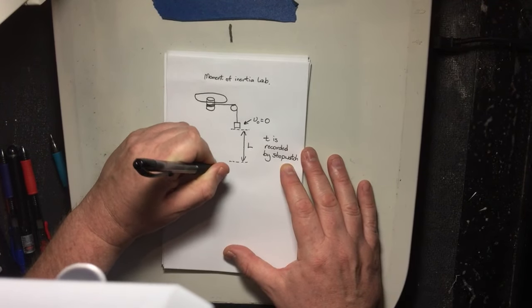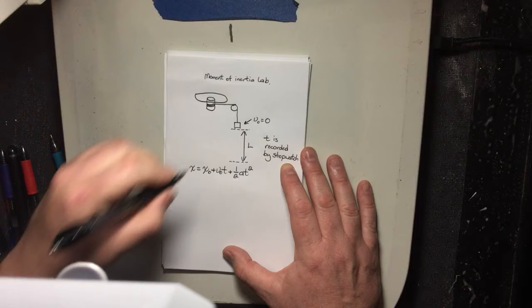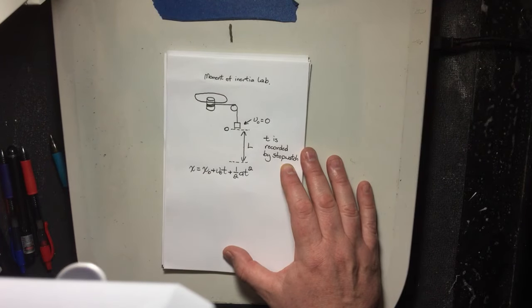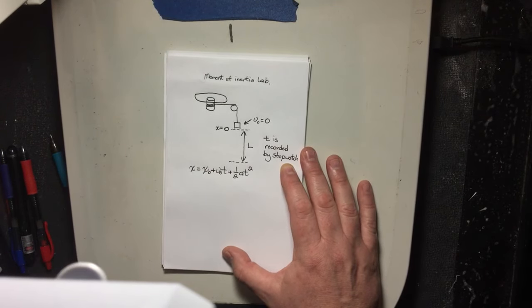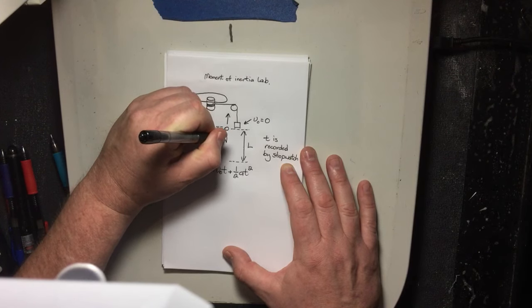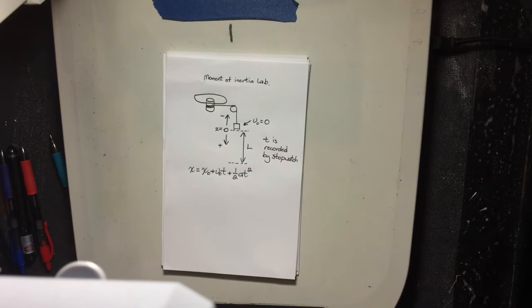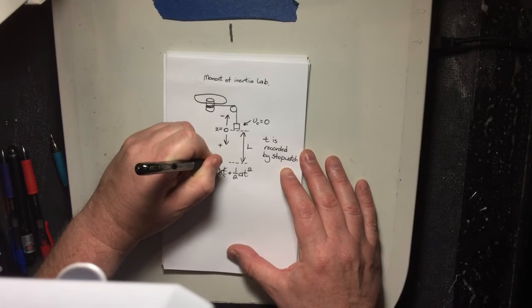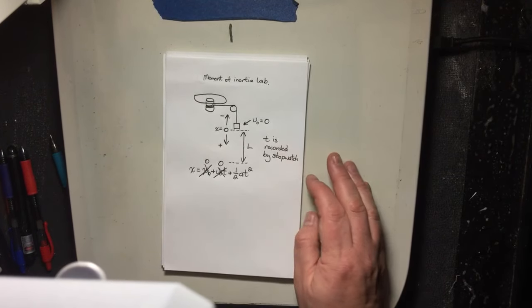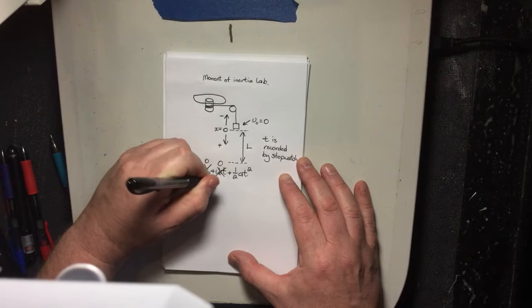x = x naught + v naught t + 1/2 a t squared. Now what I did is I set the starting position as 0, and I have declared, this is similar to an Atwood's machine, that up is negative and down is positive. So because of these initial conditions, x naught is 0, v naught is 0, and you're left with a way more simple equation. x equals 1/2 a t squared.